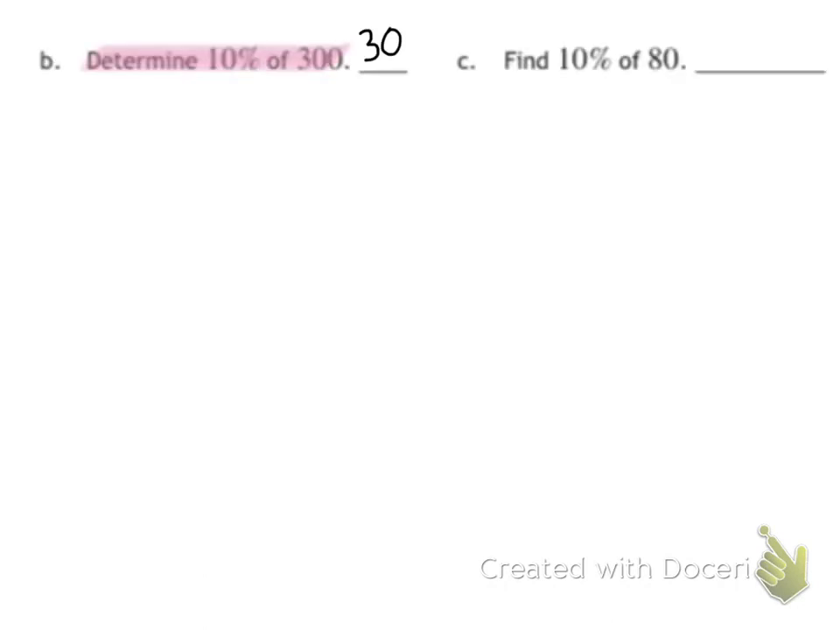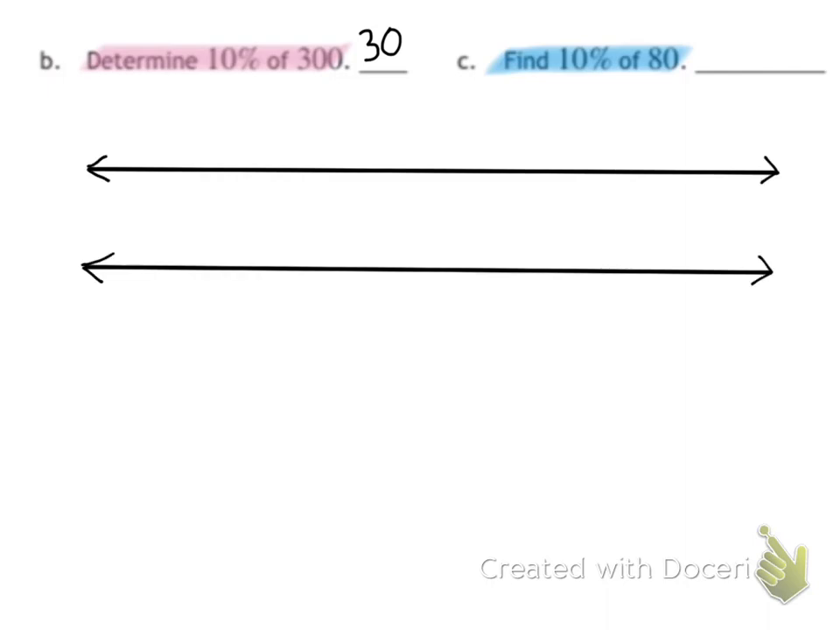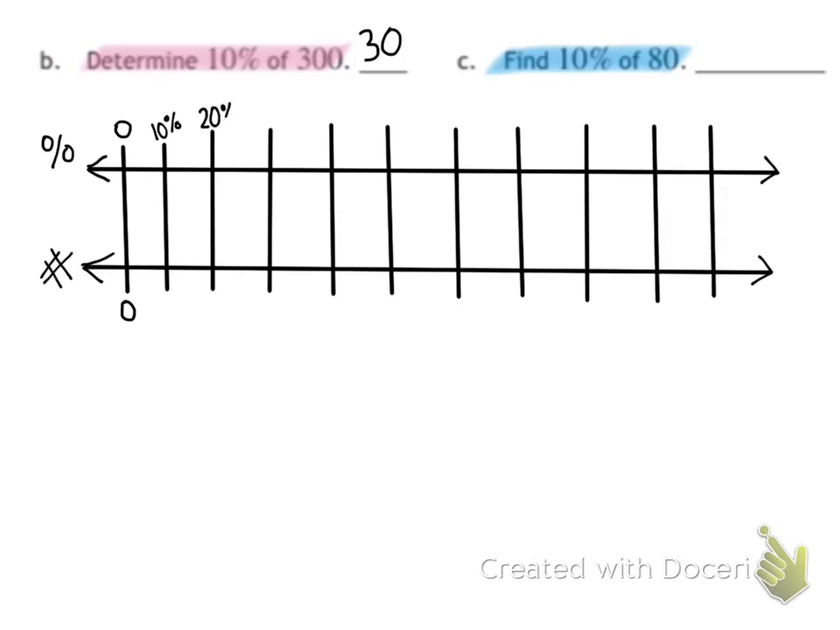Okay, so we already determined that 10% of 300 is 30. Now we need to see and prove that 10% of 80 is 8. So I'm going to start with my double number line, always labeling the number lines and starting at 0. And because it is out of 10%, I'm going to increase by 10% all the way to 100%.